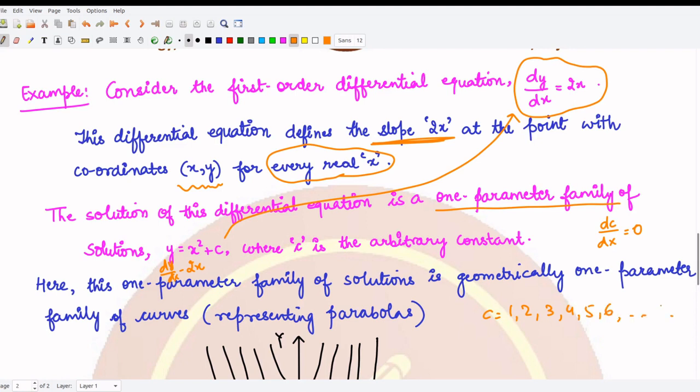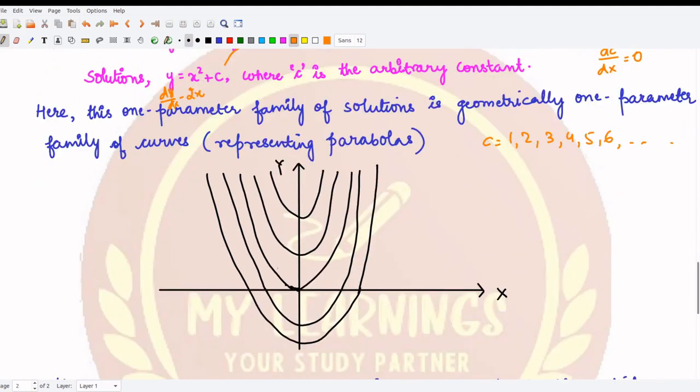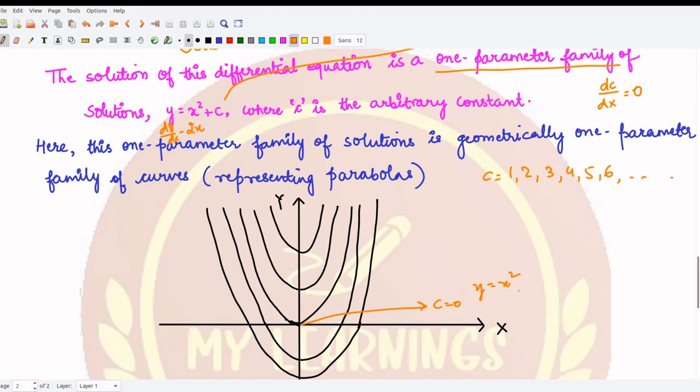You can take any value of c, so for different values of c you get different answers. For example, when c is equal to 0, you have y is equal to x square as this curve, right? So here you see, y is equal to x square is a parabola. Similarly, y is equal to x square plus c is another family of parabolas where each parabola is displaced by c units. If it is plus c, it would be shifted upwards. If it is minus c, it would be shifted downwards, correct?